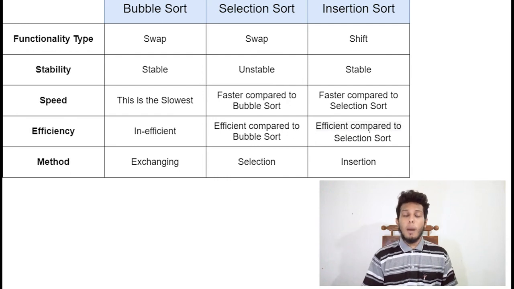And the method of bubble sort is exchanging. The method of selection sort is selection. The method of insertion sort is insertion. These are the key differences between bubble sort, selection sort and insertion sort.